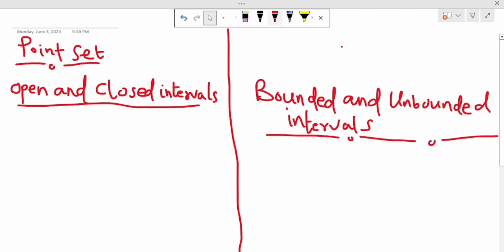Welcome to Okonkwo Academy. In this tutorial, I'll be taking you guys through point sets. Under point sets, I'll be taking you through open and closed intervals, bounded and unbounded intervals, and also the neighborhood of a point or a midpoint.